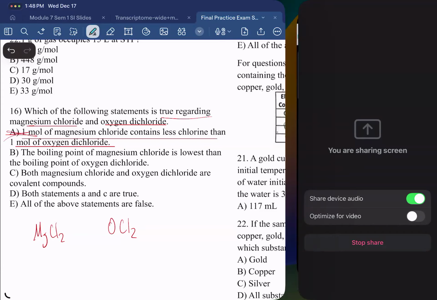Number two, the boiling point of magnesium chloride should be lower than the boiling point of oxygen dichloride. That's also false. We know that salts will have a higher boiling point than covalent molecules. And then C, both magnesium chloride and oxygen dichloride are covalent compounds. That's also false. So the correct answer would be E: everything is false.